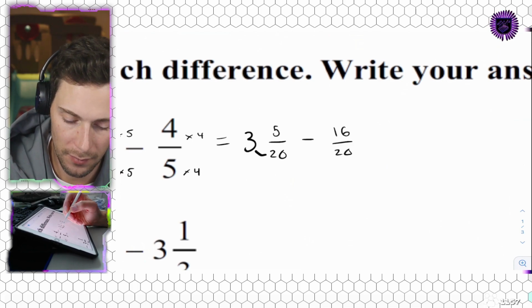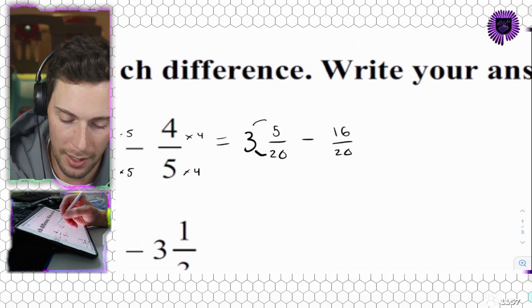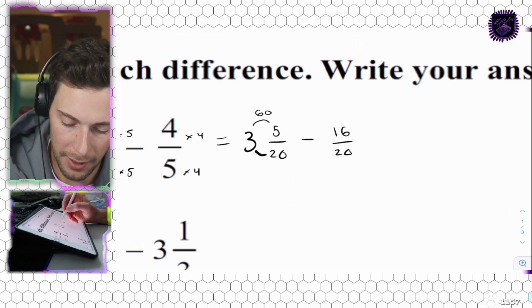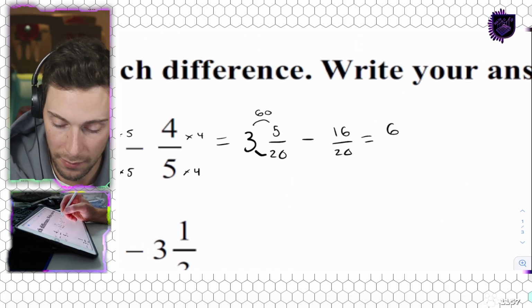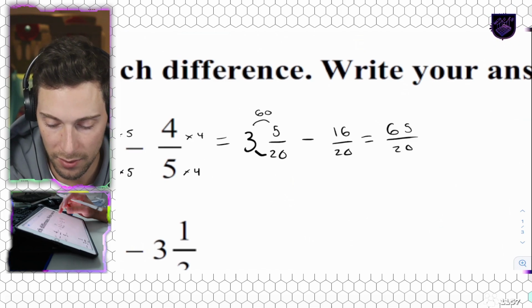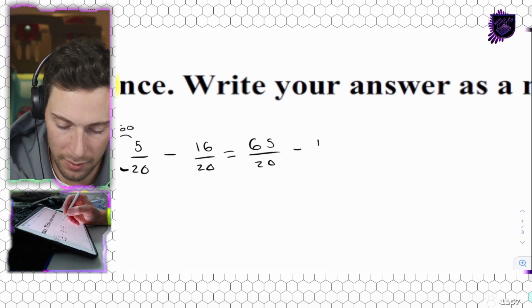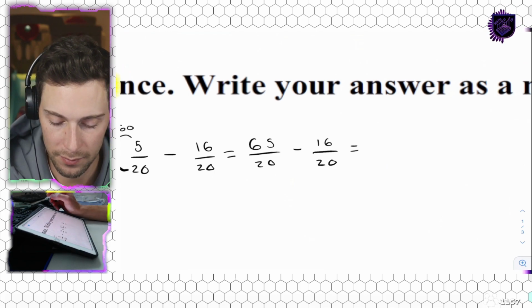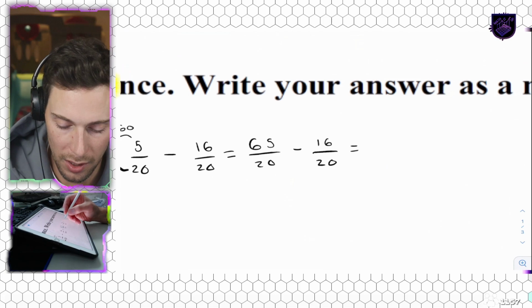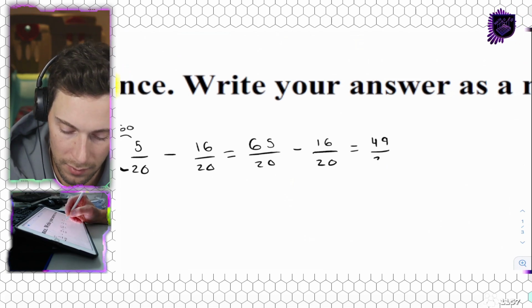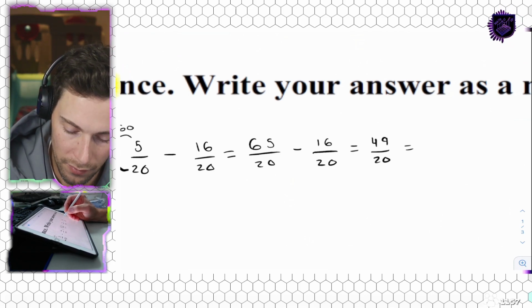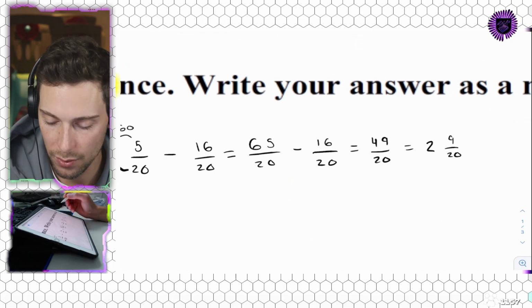So we're going to multiply 3 by 20 and then add that to the top. 3 times 20 is 60. So 5 plus 60. So let's rewrite it. So this is going to be equal to 65/20ths subtract 16/20ths, which will be equal to, what is that, 49/20ths, which will be equal again to 2 and 9/20ths.